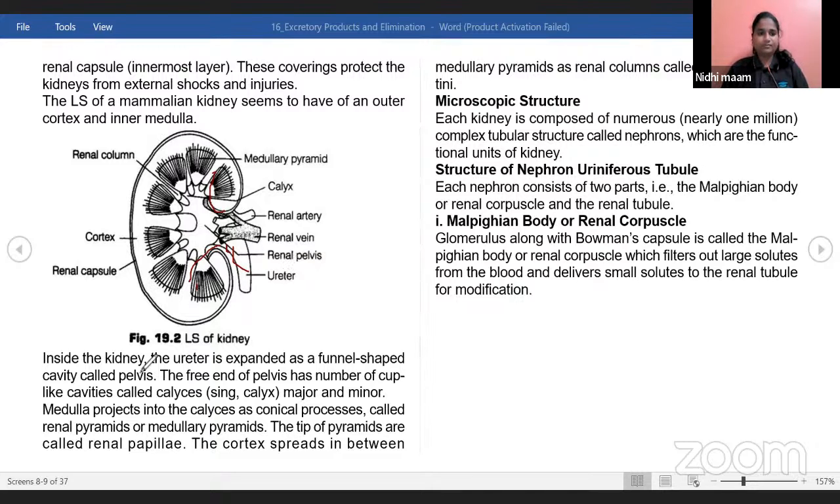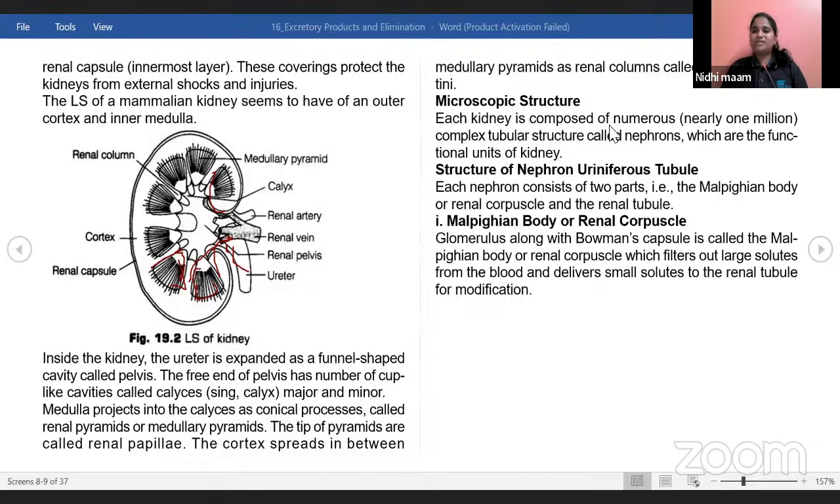ಹೌದಾ? The free end of pelvis has number of cap-like cavities. So here you can see, this is a renal pelvis. So ಇದಕ್ಕೆ cap-like cavities ಗಳಿವೆ. ಹೌದಾ? Then called as calyces. What these are called as? Calyces ಅಂತ ಕರಿತೇವೆ. Then medulla projects into calyces as conical processes called renal pyramids. So ಇದಕ್ಕೆ ನಾವು renal pyramids ಅಂತ ಕರಿತೇವೆ. The tip of pyramids are called renal papillae.